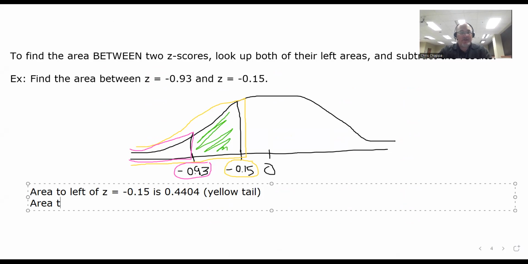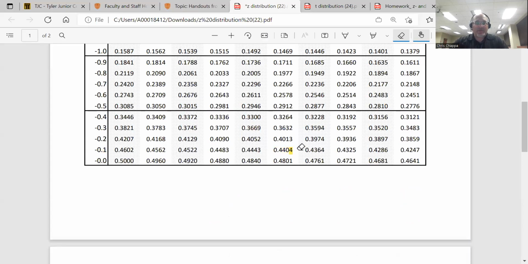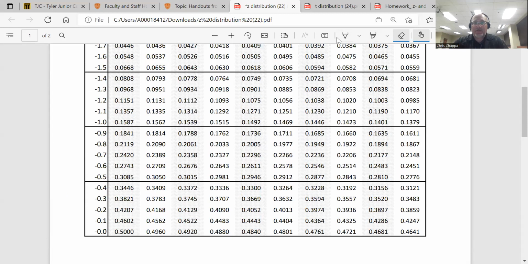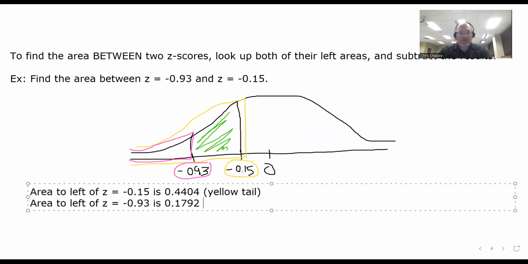The area to the left of z equals negative 0.93 is, let's go back to the z chart, 0.93. 0.91, excuse me, start counting with 0. Negative 0.9, 0, 1, 2, 3. Looks like it's 0.1762, which is the pink tail.